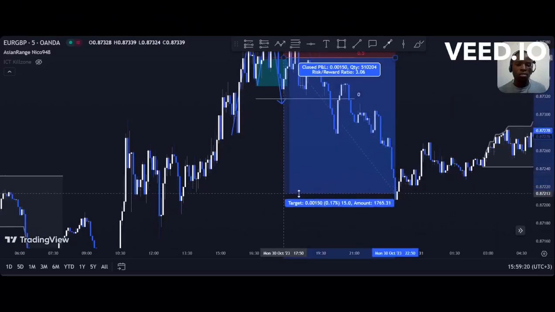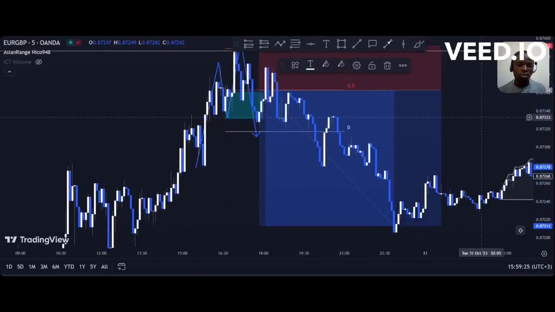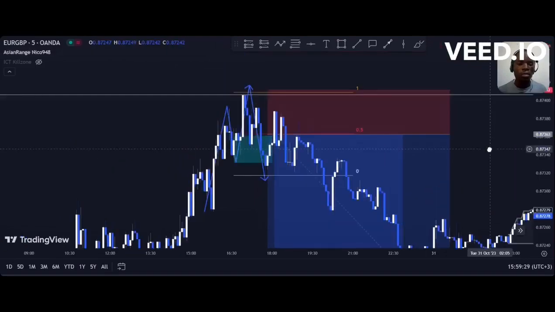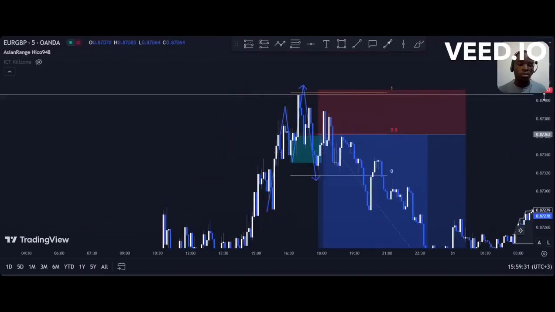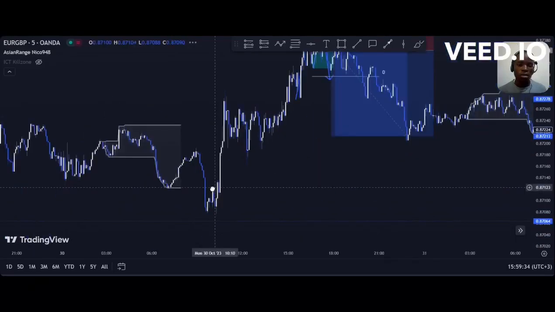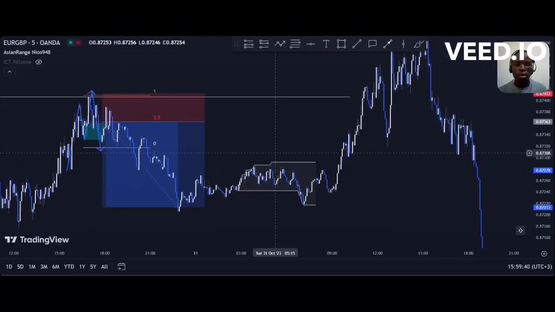That's mostly for me, 1:3 risk to reward ratio. And that's how that trade played out. So the strategy is as simple as that. It's not complicated. It's very easy whether you're a beginner or a progressing trader.